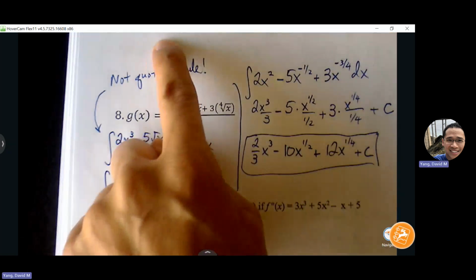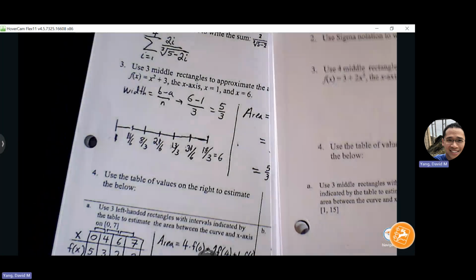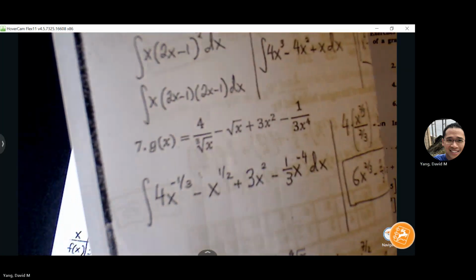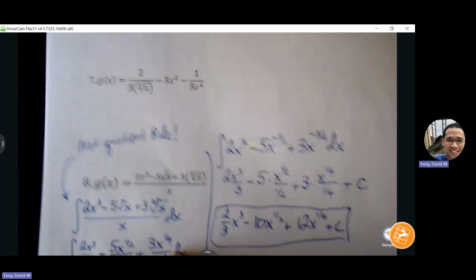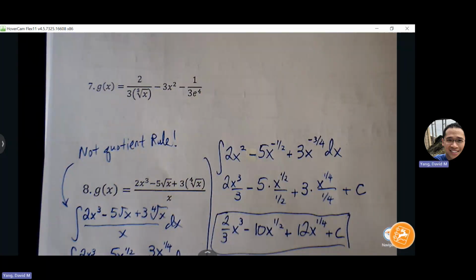Okay, why don't we do number 7? Number 7 is also power rule. See if you can get that set up. Number 7 is a little bit less work than 8 because it's already separated. We just have to make sure that every term is ready for power rule.